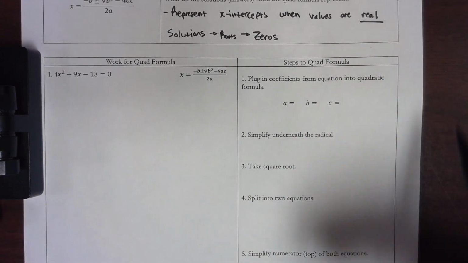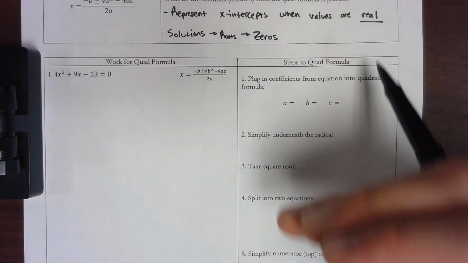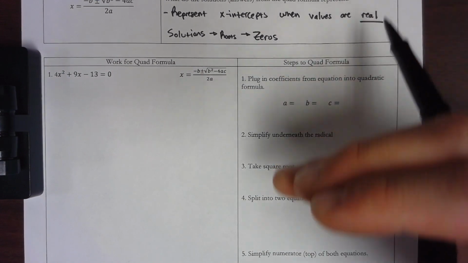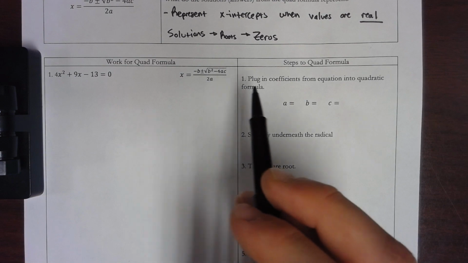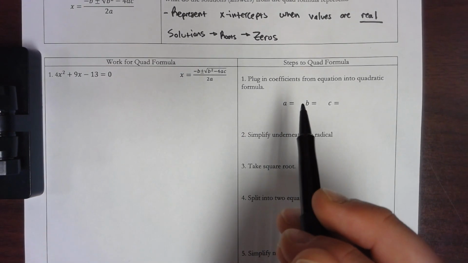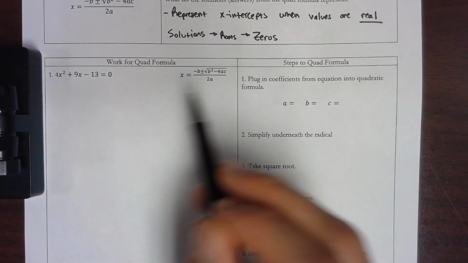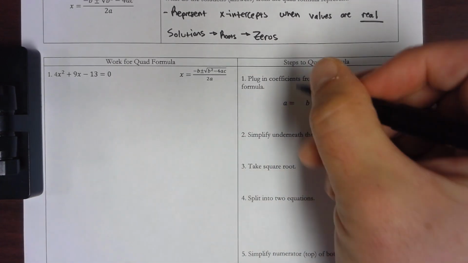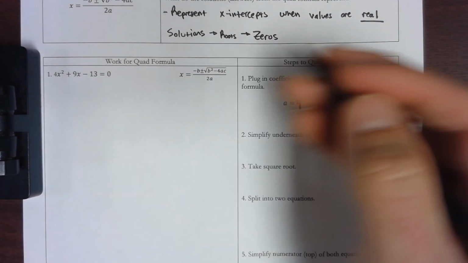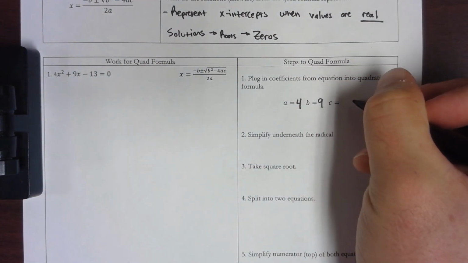And this is organized where it basically tells us what we need to do as we work through it. So the right side are the steps. I'm going to do that same work on the left side. So step one is to plug in and identify the values of A, B, and C just into the formula right from the start. So in this case, our value of A is 4, the value of B is 9, and the value of C is negative 13.